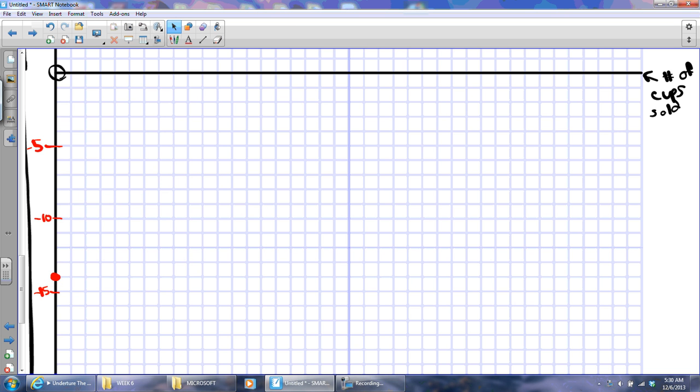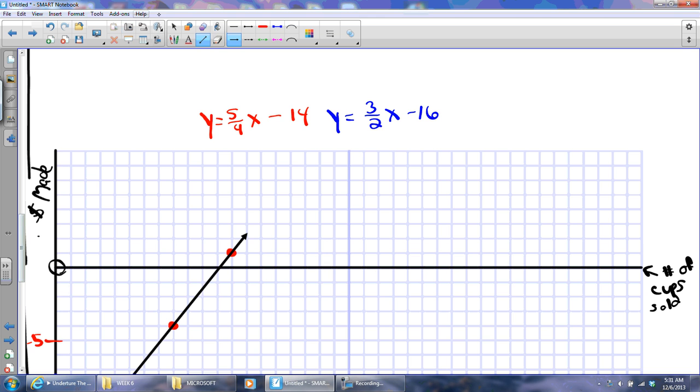All right, so we're going to go up 5, over 4. Then again, up 5, over 4, and I'll do one more just to make it pretty. Up 5, over 4. All right, let me get a ray for Sheila. There we go. And I'm going to make that go a little bit longer.